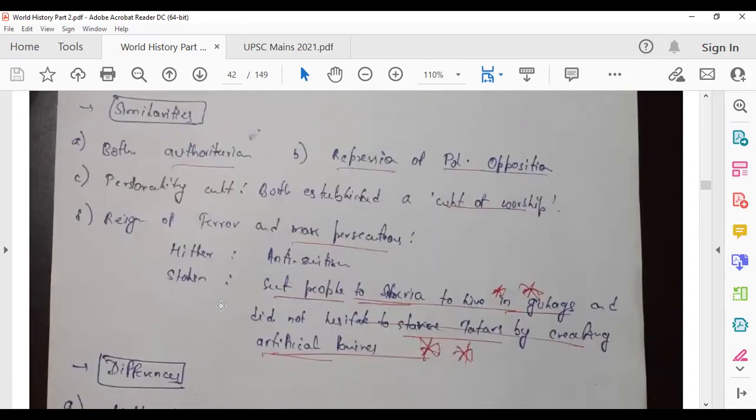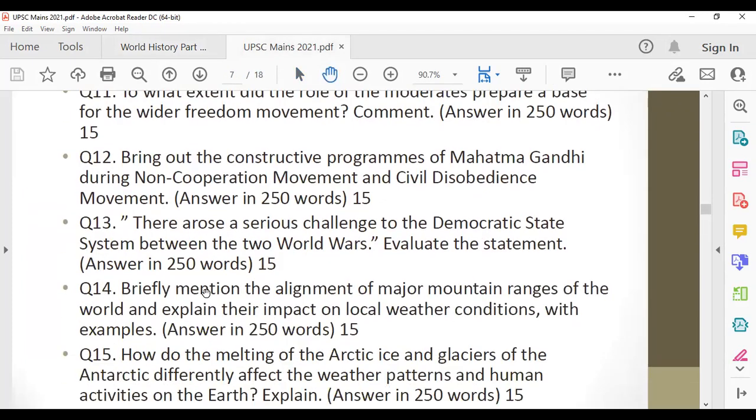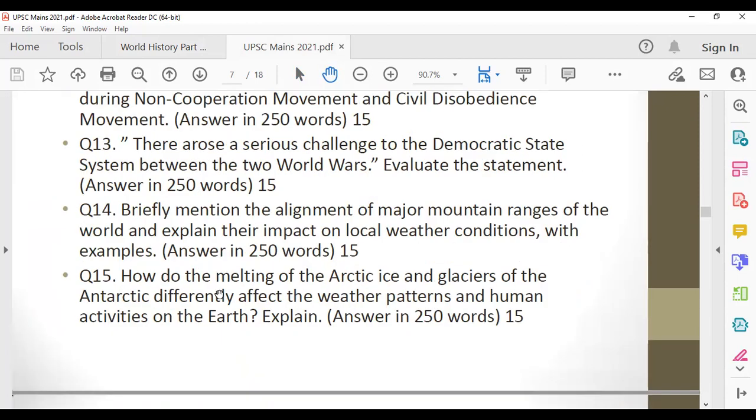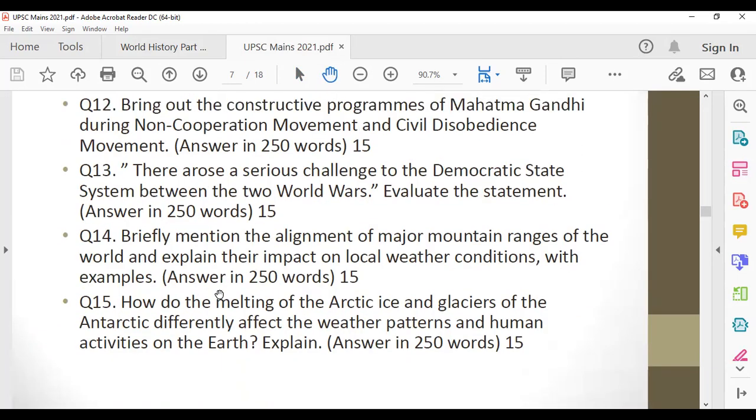And then in the end portion, you can talk about other challenges apart from totalitarianism to the democratic state system, such as capitalism versus communism, the great economic depression, etc. So that will complete your answer. Hopefully this made some sense, this particular answer we discussed here. Let's move on to the next question.